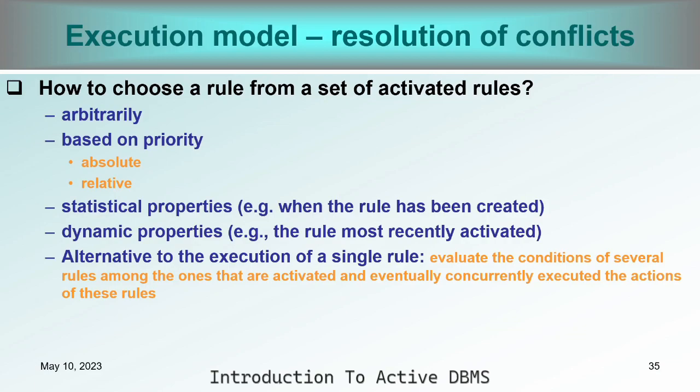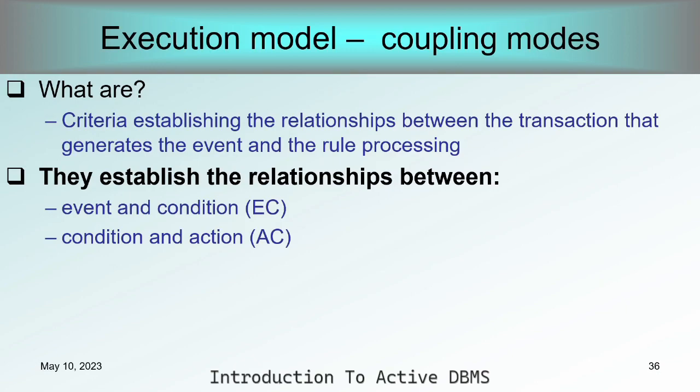You can also set it on the conditions of several rules. For example, when several rules are defined, you need to define which events have to be activated and how the events have to be executed concurrently. So what is the criteria that defines the execution model? The criteria define the relationship between the transaction that generates the event and the rule processing. They establish two relationships here: event and condition, and condition and action.